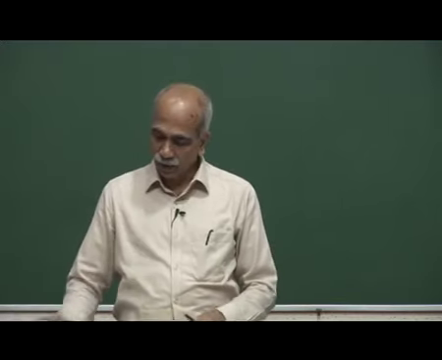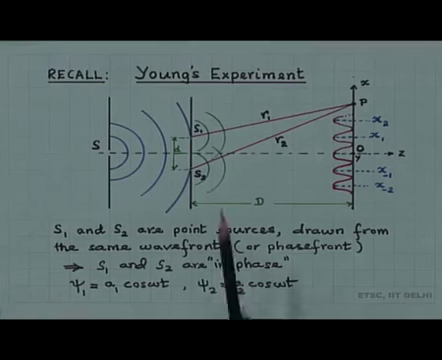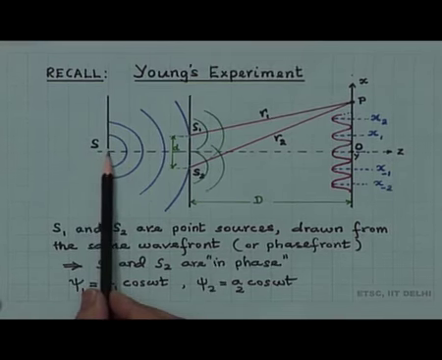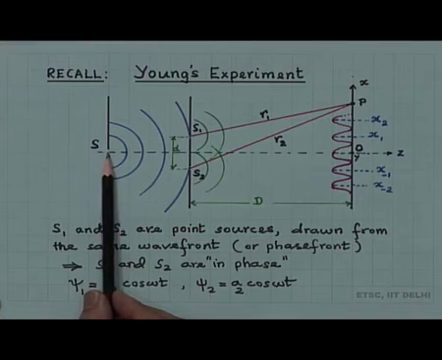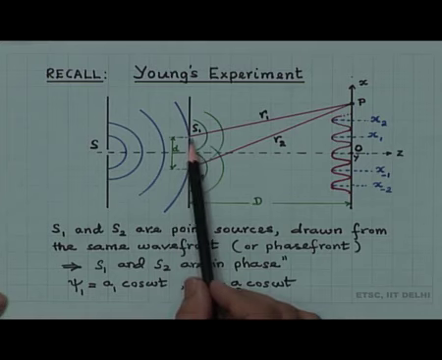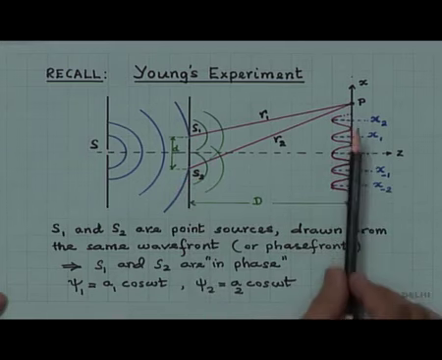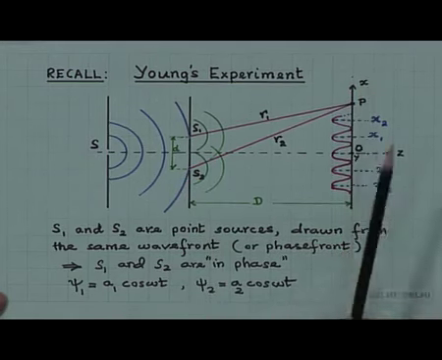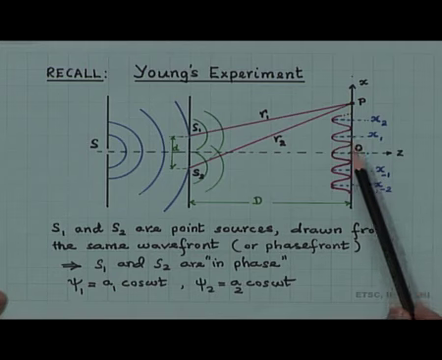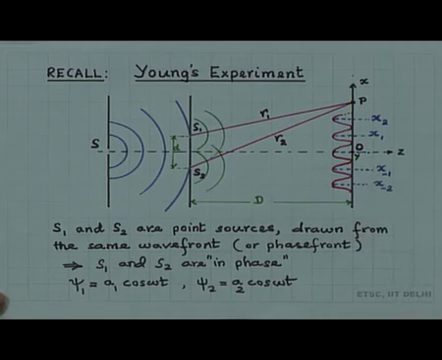So, we quickly recall that in Young's experiment we have a source S here passing through an aperture, which is a small hole, and there are two more apertures S1 and S2 here, and the waves which emanate from S1 and S2 interfere on a screen which is here. Depending on the path difference, that is R2 minus R1, we may have interference maxima and minima. We have discussed this in detail.